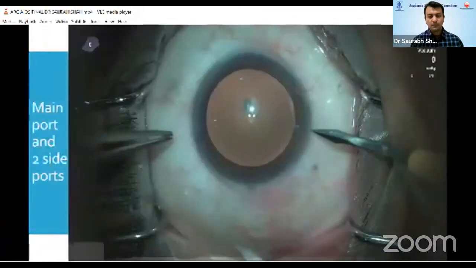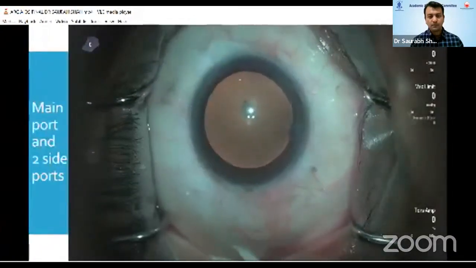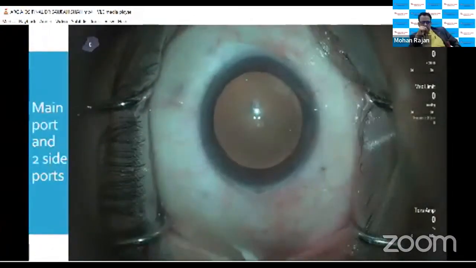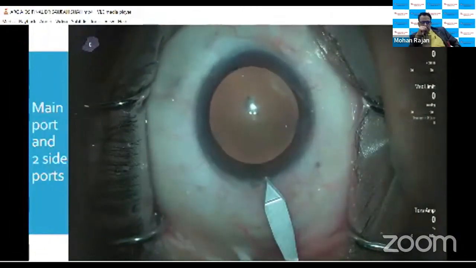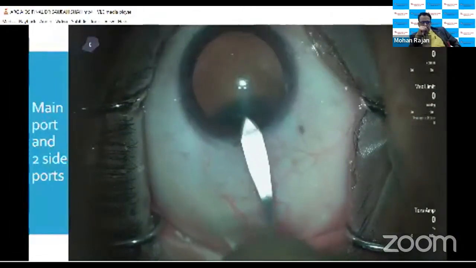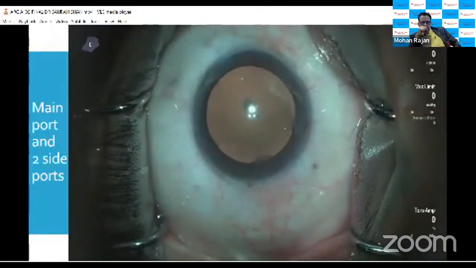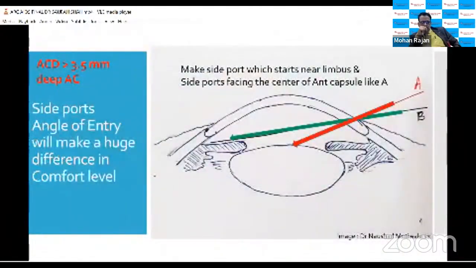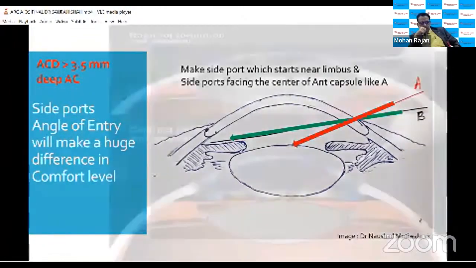This is a 52 year old male patient with nuclear cataract and posterior subcapsular cataract. Surgery is not going to be difficult or different, but to avoid any surprises, we must do some things differently. So the first difference is to change the angle of side port entry. When I am dealing with the deep anterior chamber, I make the side port entry near the limbus and direction towards the center of anterior capsule.